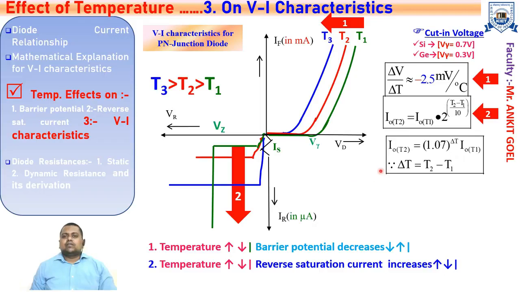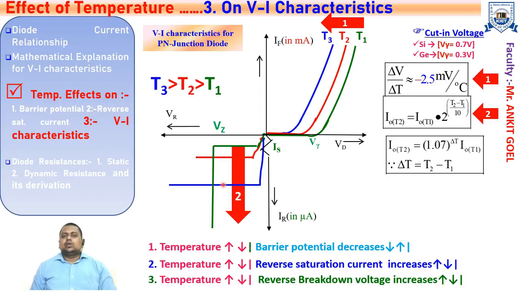Now let's see the third effect on the characteristics after the breakdown voltage, that as the temperature is increased, your reverse breakdown voltage will be increased, right? So this is the overall effect of the temperature on the VI characteristics.